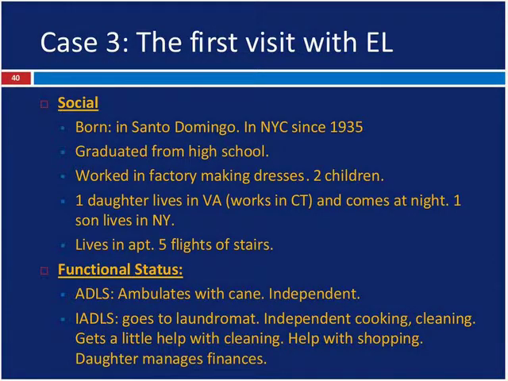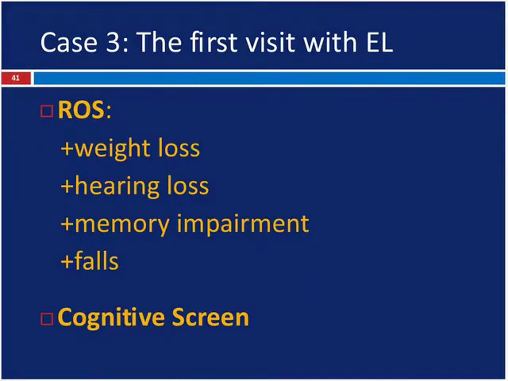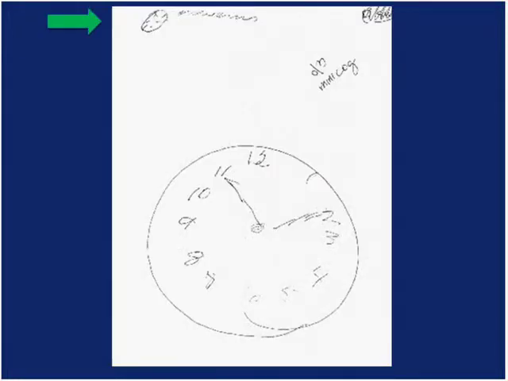And when we're talking about her IADLs, she's able to cook and clean, although she does get a little bit of help with the cleaning and shopping. And her daughter manages her finances. So functionally, she seems to not have any big red flags, and she has good support with her daughter, who actually comes to see her every evening and spends the evening with her. On her geriatric review of systems, she did have weight loss, hearing loss, memory loss, and falls. So a lot to go through in the first visit.